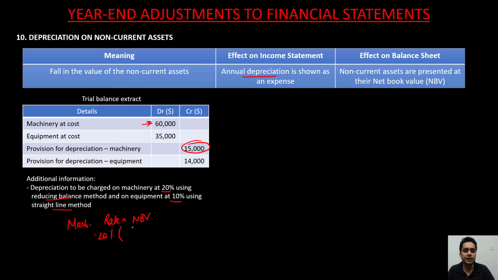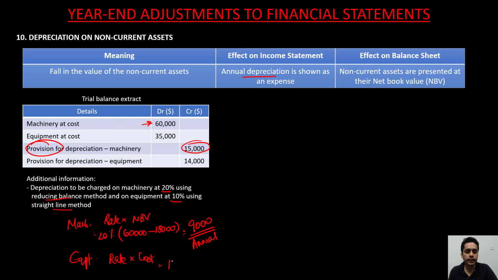Cost minus accumulated depreciation, which is 60,000 minus 15,000 accumulated depreciation. Accumulated depreciation is nothing but provision for depreciation. So if I take 60,000 minus 15,000 into 20%, I will get an amount of $9,000. This means that this is the annual depreciation on machinery. Same way if I do for equipment, it is straight line method 10%, so rate into cost.